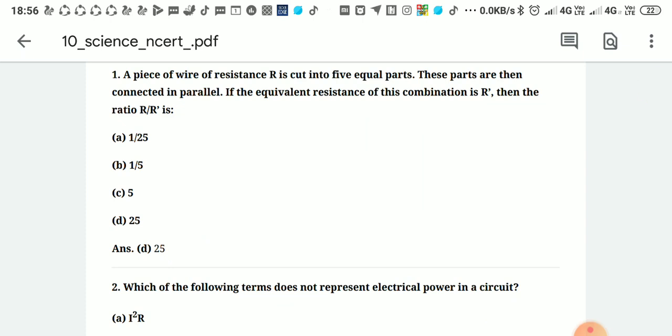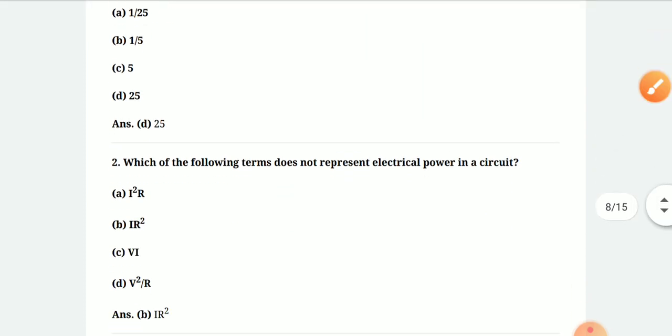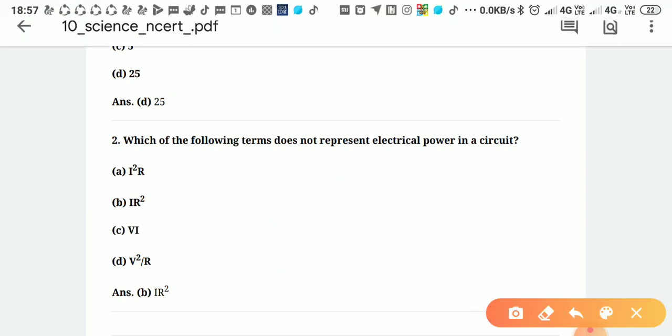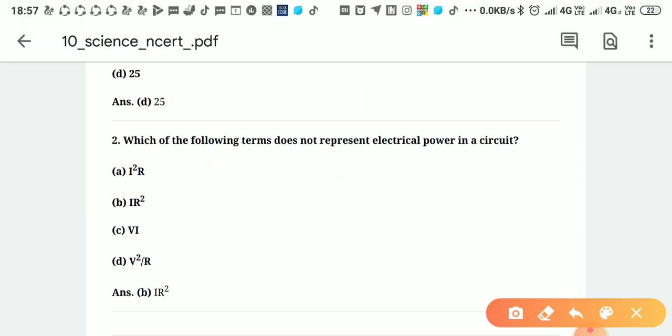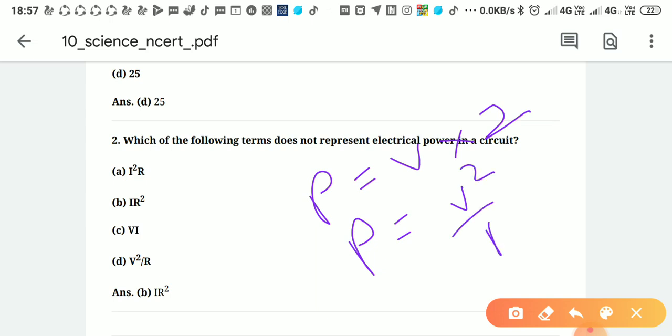Okay, now look at question number 2. Which of the following terms does not represent electric power in a circuit? We know about electric power. What is electric power? Electric power is the rate of work done by an electric current. In our video we also discussed it, and we got three formulas: P equal to V into I first, second P equal to V square upon R, third P equal to I square R. These three are very important formulas for electric power.